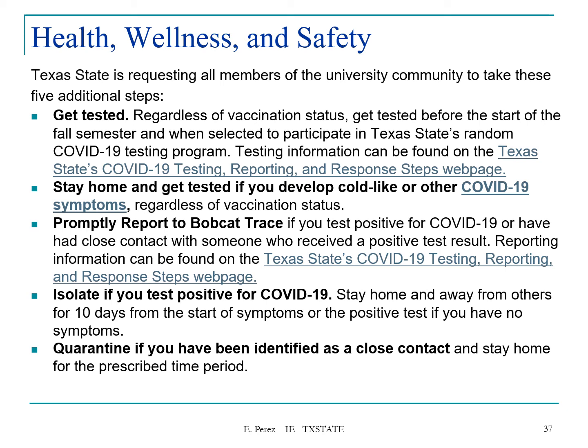Reporting information can be found on the Texas State COVID-19 Testing Reporting and Response Steps webpage, and the link is there. Isolate if you test positive for COVID-19. Stay home and away from others for 10 days from the start of symptoms or the positive test if you have no symptoms. Quarantine if you have been identified as a close contact and stay home for the prescribed time period.